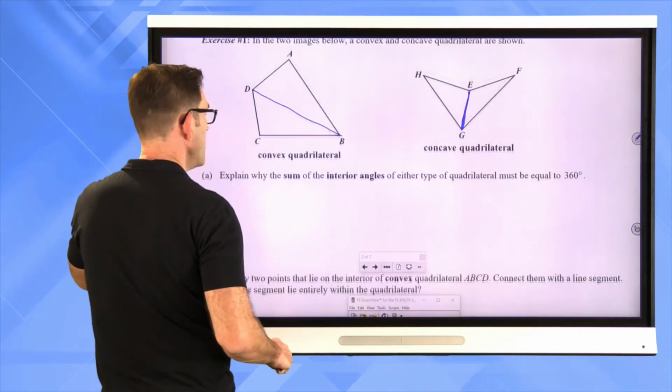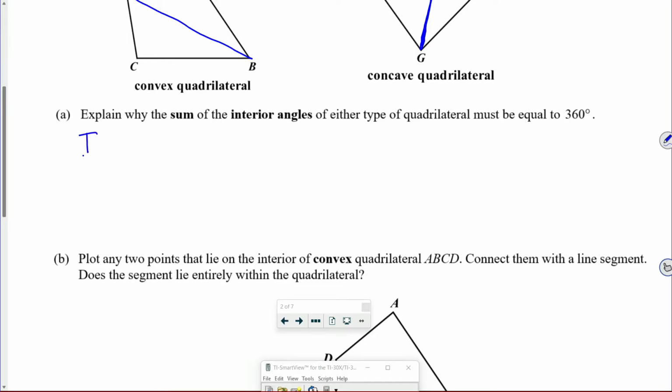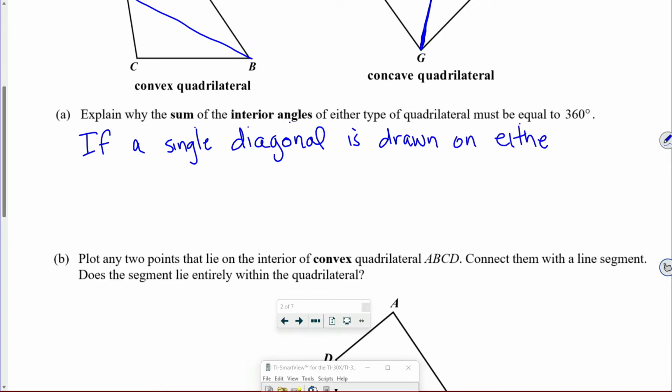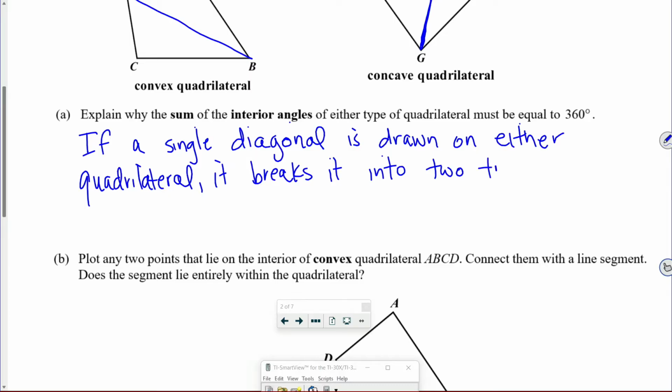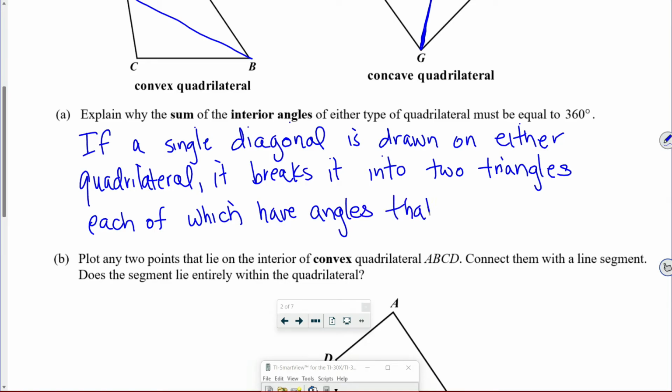So, explain why the sum must be 360. I'll just say this: if a single diagonal, and we'll talk about diagonals a little bit more in a bit, if a single diagonal is drawn on either quadrilateral, it breaks it into two triangles, each of which have angles that sum to 180 degrees. I know, I left the I out. Two triangles.